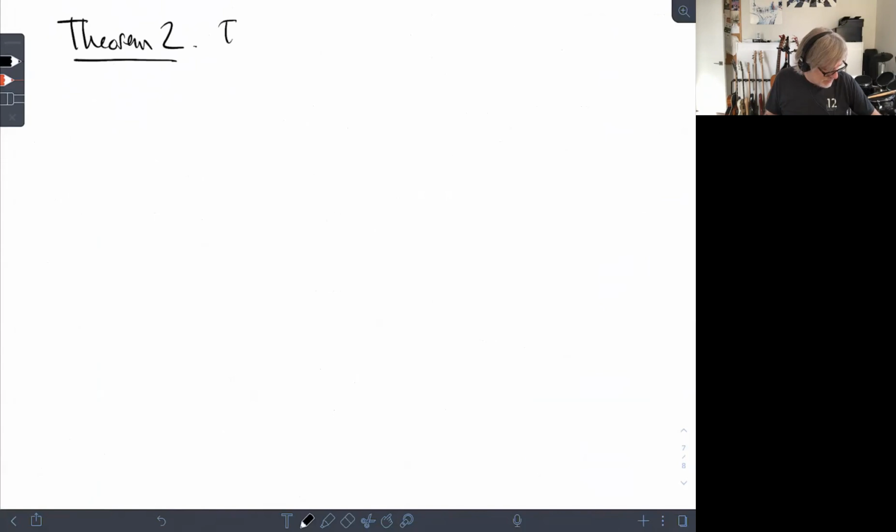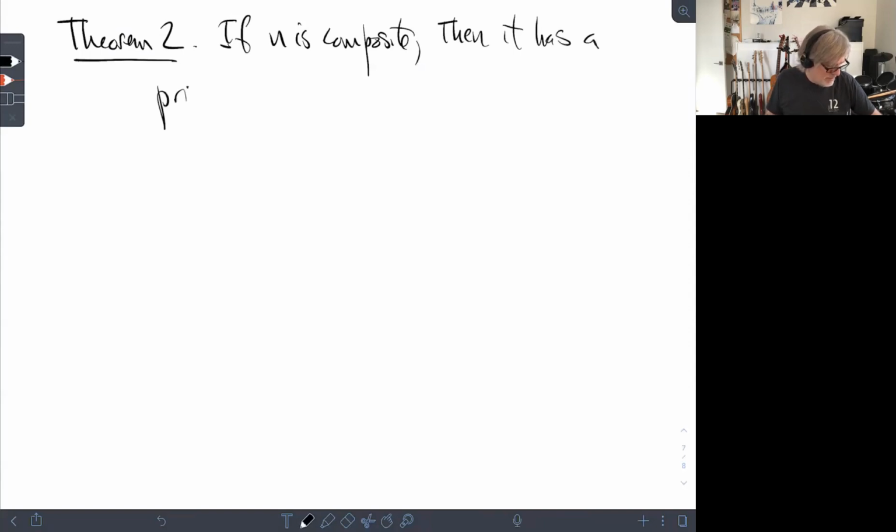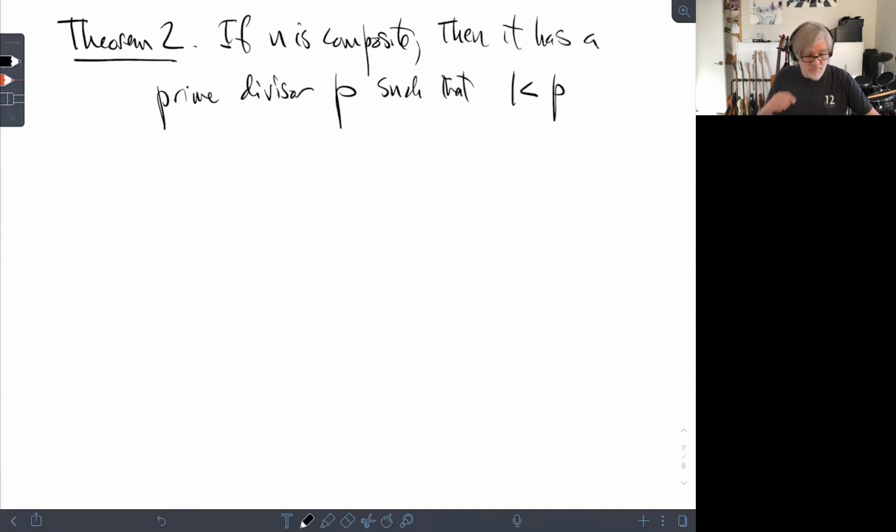So if an integer n is composite, then it has a prime divisor p such that p is bigger than 1, obviously it's a prime, but is less or equal to root n.